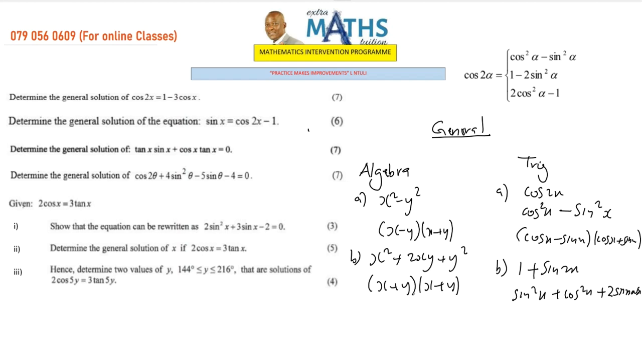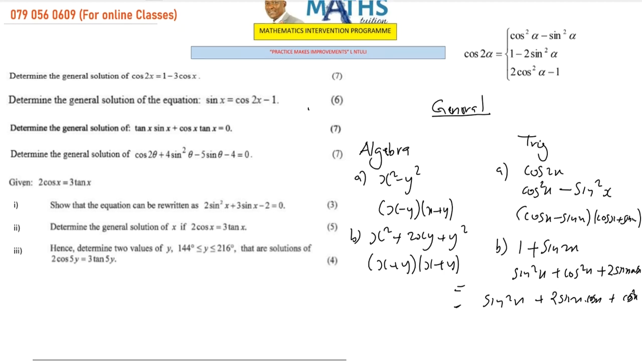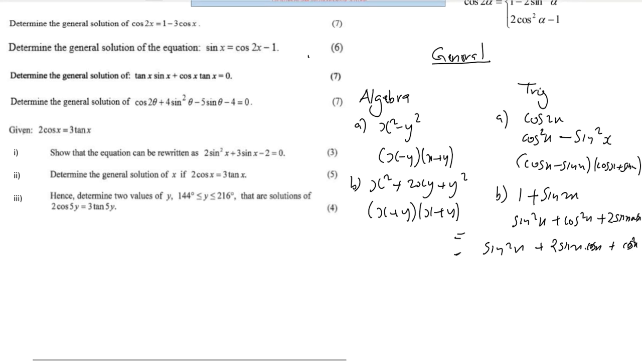Okay? Where does this take us? Come on, guys. It's the same as sine squared x plus 2 sine x cos x plus cos squared x. Can you see that again we have a square trinomial, but in terms of sine and cos? Okay, it means this will be (sine x plus cos x)(sine x plus cos x).